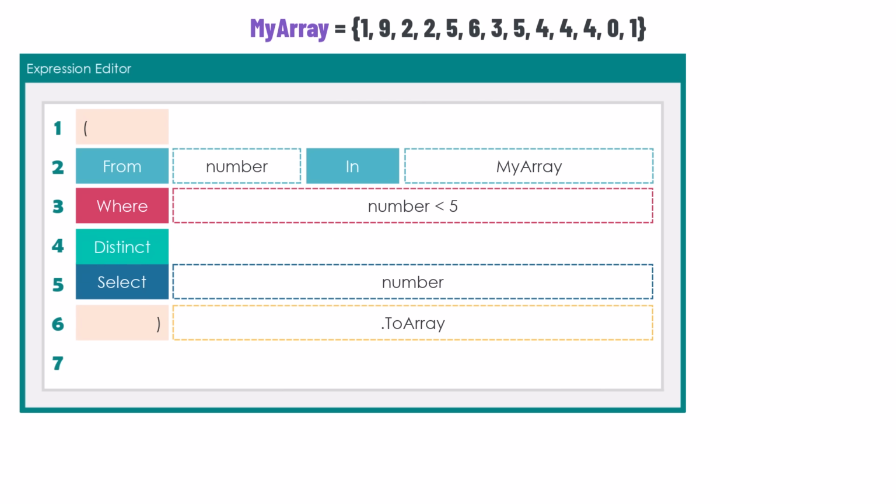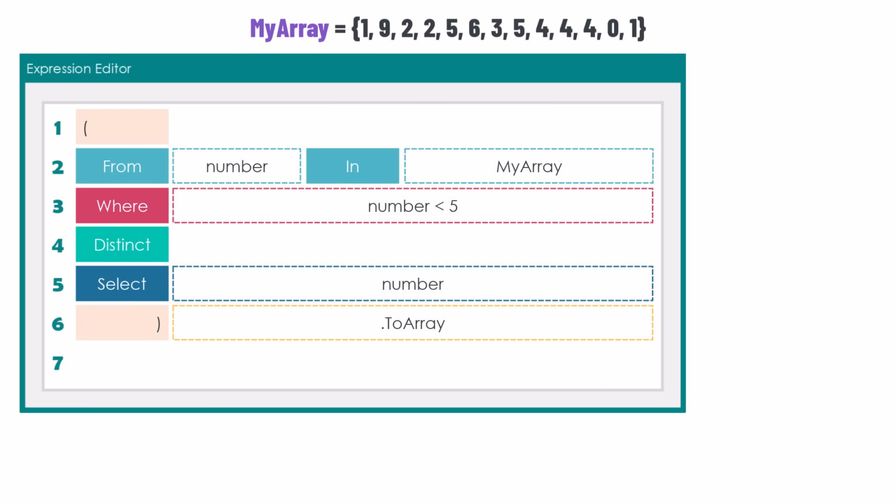I can also set distinct clause before select clause. The output will also be the same. This happens because distinct in this case will filter the array of the previous clause. So, I got the following array as output from where clause. Distinct will filter this array to get the unique values. The output of this clause will be the following array. Select clause will then select only the numbers inside this array. So, the output is the same.